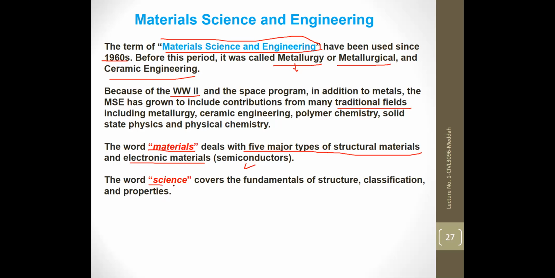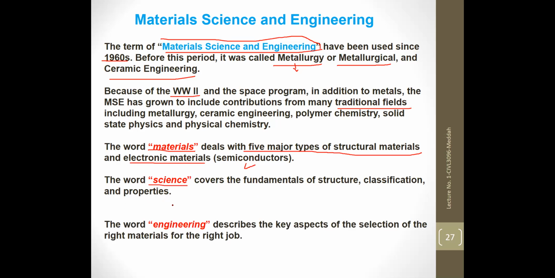But the word science refers to the fundamentals of structure, classification, and properties of the material. While the word engineering describes mainly the aspect of selection: how you select the material, based on what criteria, which material you have to use from these 5 major types or from the different types of material within the same category. So the selection is always based on the principle that you have to choose the right material for the right application or the right job.